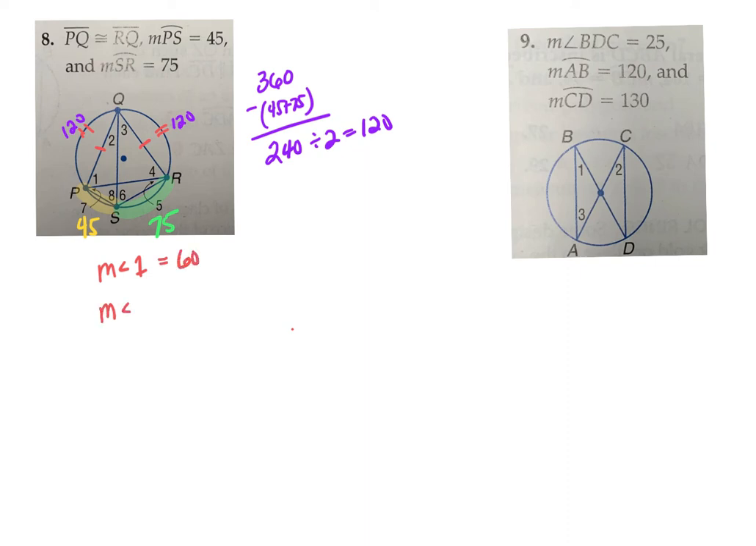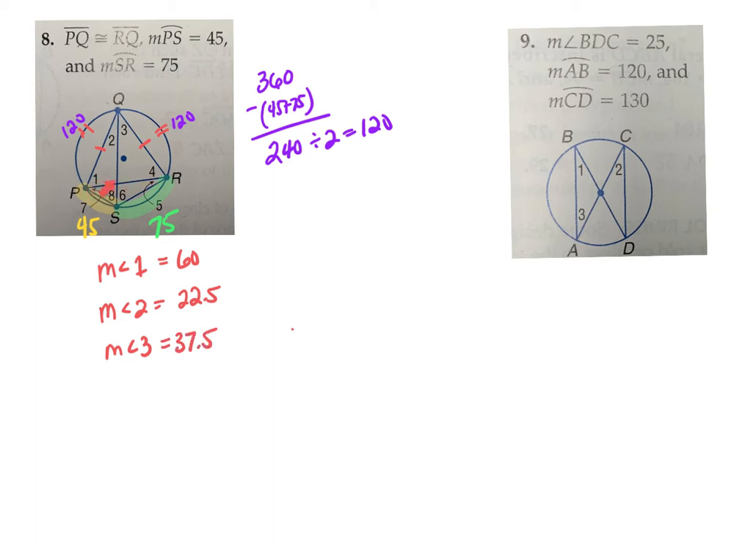Measure of angle 2. See what that cuts. 2 cuts PS. It should be half of PS. What's half of 45? 22.5. Measure of angle 3. Angle 3 cuts SR, which is 75, right? So 37.5 for that one.